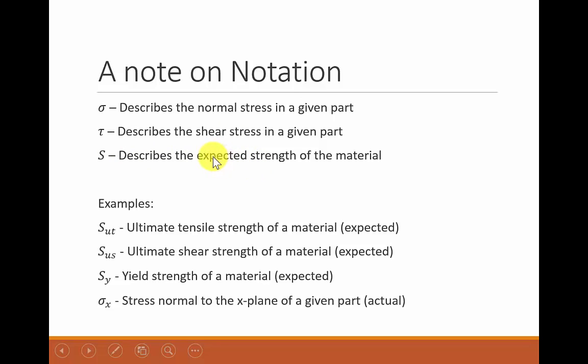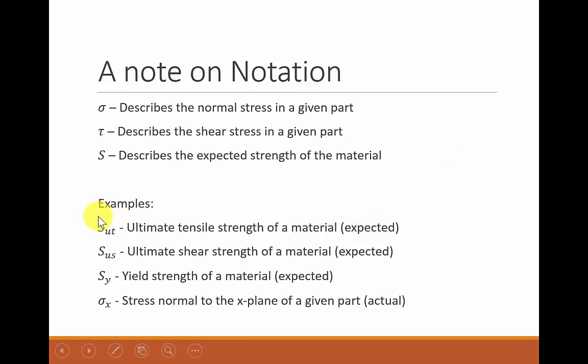And the biggest way to help you understand why we're differentiating between an S and a sigma, and we're not just carrying one symbol all the way around, is that S has something to do with the strength of the material. It's a quality of the way the part was made, the material of the part. Sigma and tau have something to do with the loading conditions. It's a quality of the types of forces and the location of the forces on the part. So that's a very big difference.